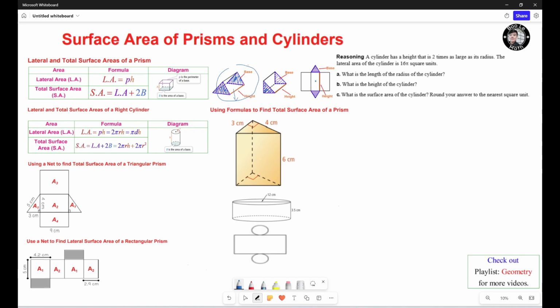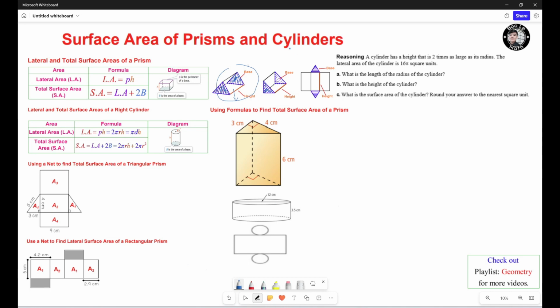And this is the net. When you open a 3D figure, you get a net. A net is a 2D figure of a 3D figure. When you fold a net, you get a 3D figure. If you use a net or a 3D figure to calculate the lateral surface area or the total surface area of the prism, you still get the same answer.